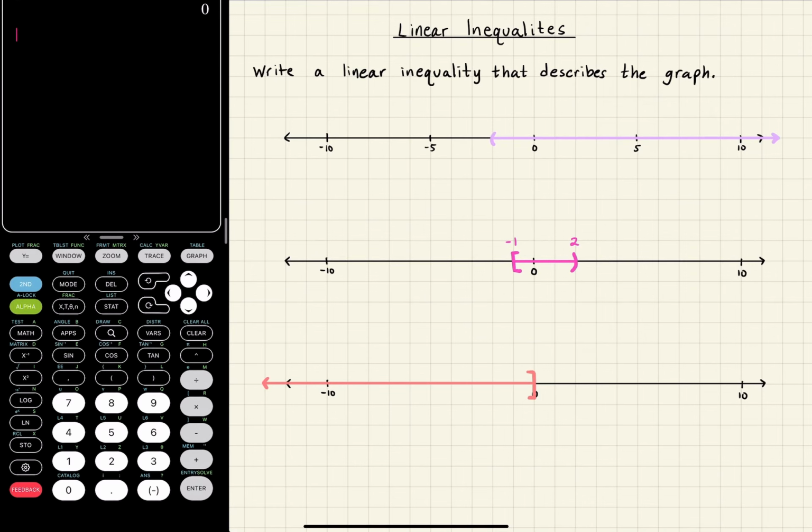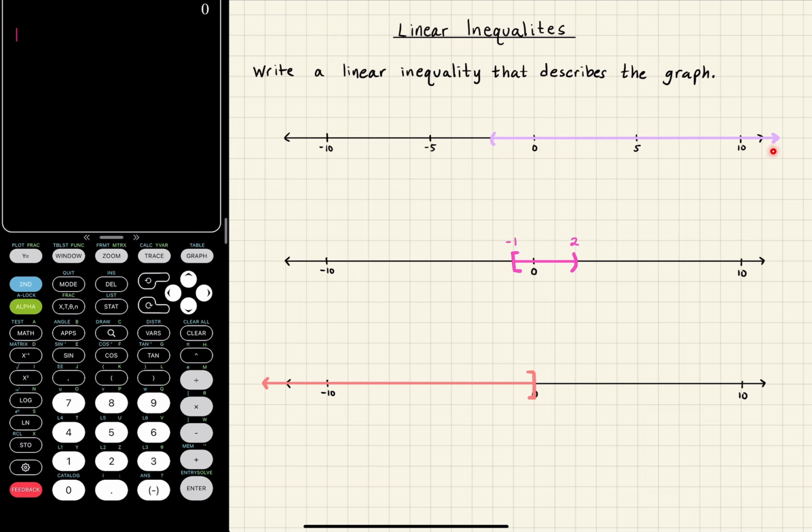I've got a few linear inequality problems to look at here. We're asked to write a linear inequality that describes the given graph. And you can see we're given a number line, as well as a shaded portion that represents the linear inequality, and that's what we're going to need to describe. So let's go through these three problems here.